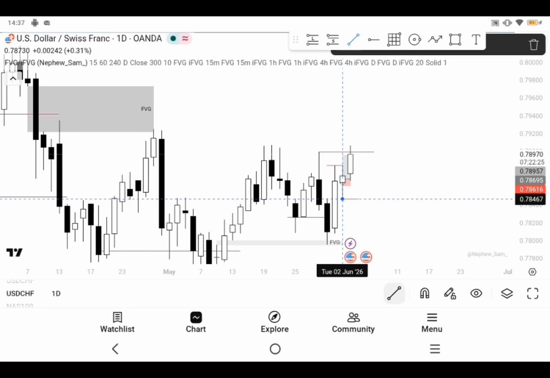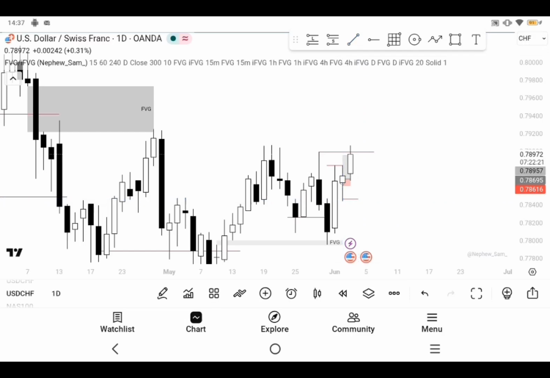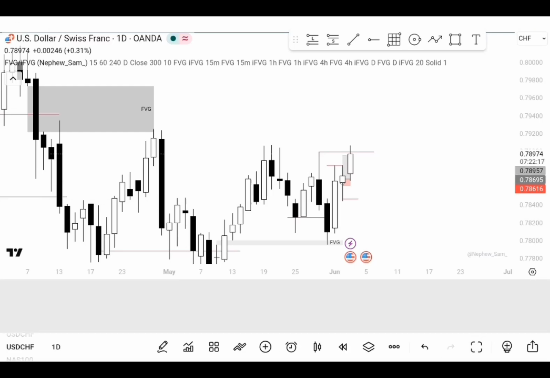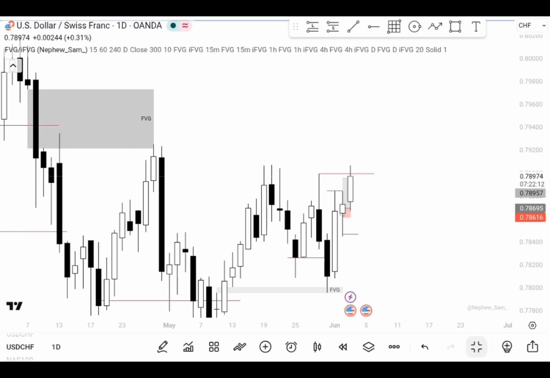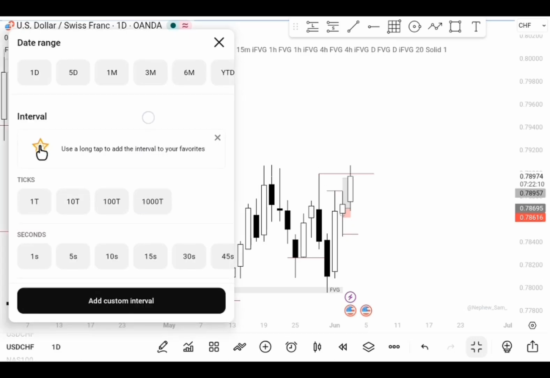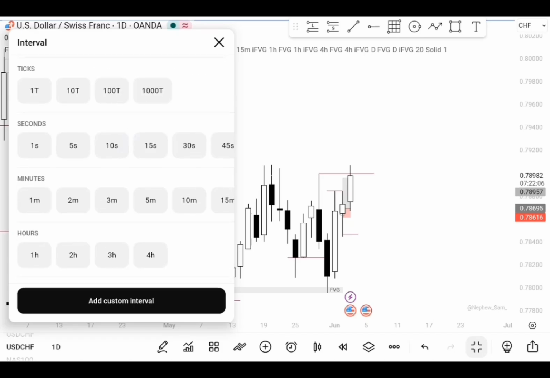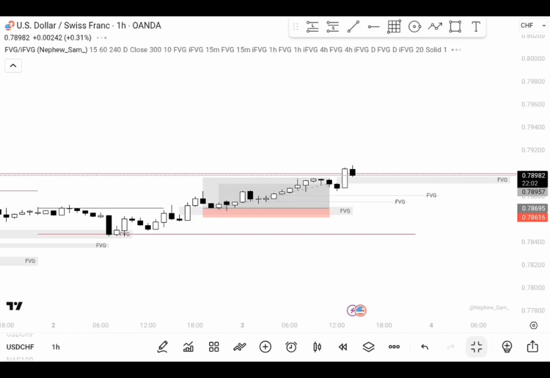So now we will head on to the 1 hour time frame. Now this is the 1 hour time frame. We head on to the 1 hour time frame, because that is our entry time frame. This is just it. It's not anything like rocket science. It's not difficult, right?